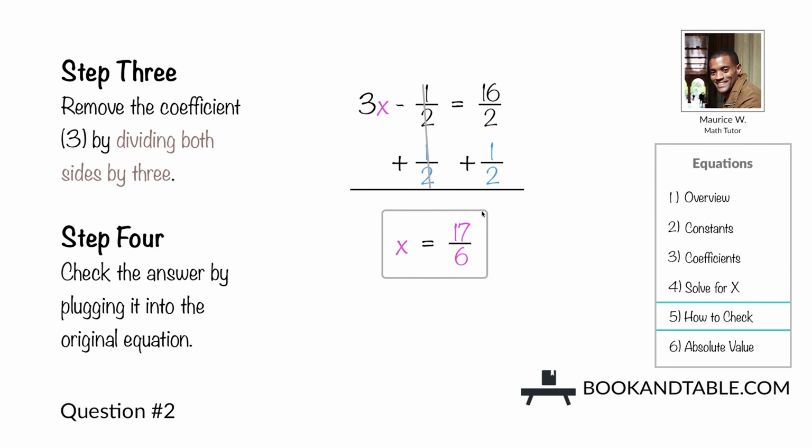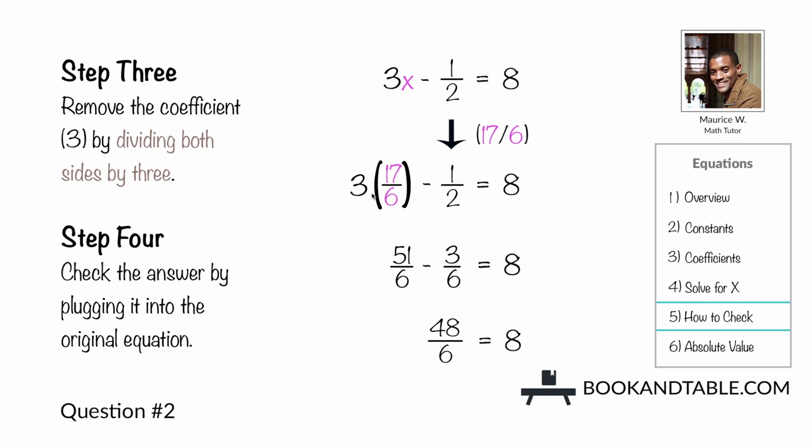And then finally, step 4, we check the answer by plugging it into the original equation. 3x minus 1/2 is equal to 16 over 2. So we plug in 17 over 6 here in place of x. 3 times 17 is 51 divided by 6.